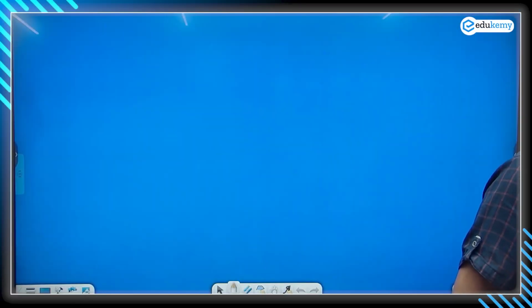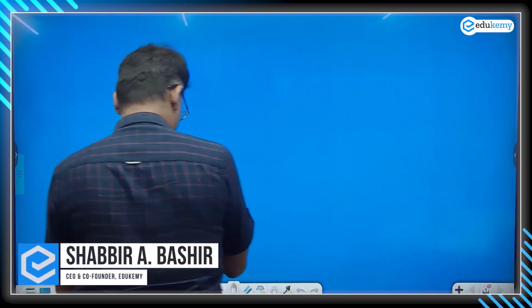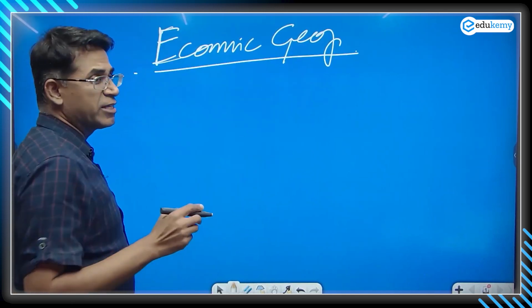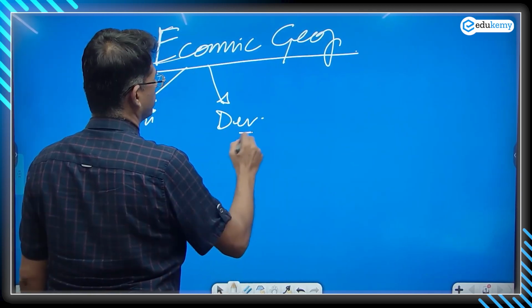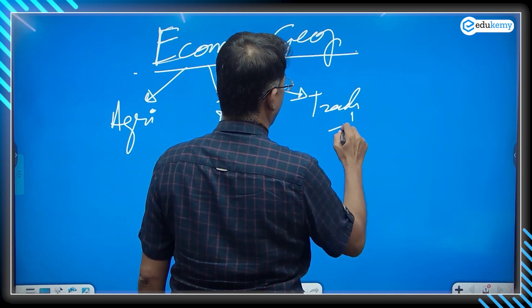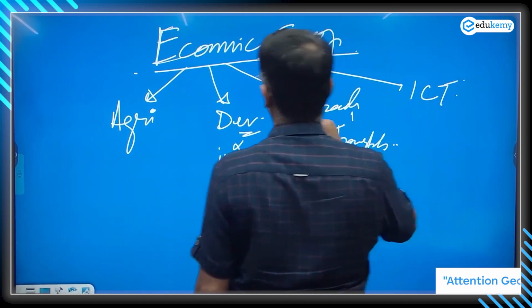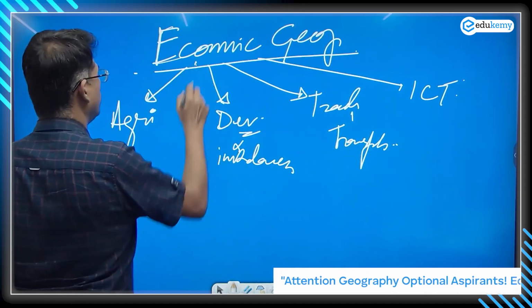So we are done with models, theories, geographical thought, and now the section that we have entered is economic geography and whatever is related to it. Economic geography has 4-5 parts. One is agriculture. Then you have development and imbalances. We have trade and transport. We have ICT. Write it under development imbalances or separately.